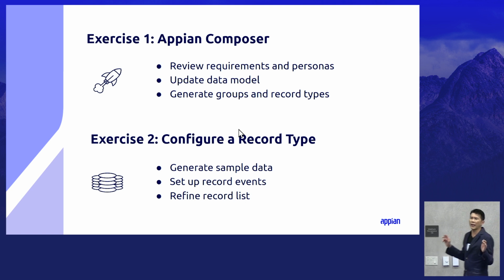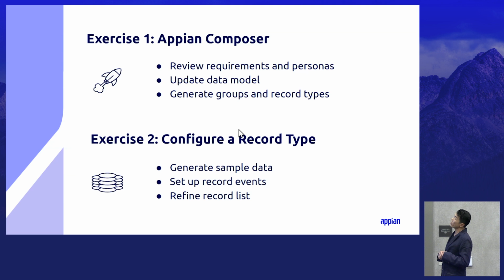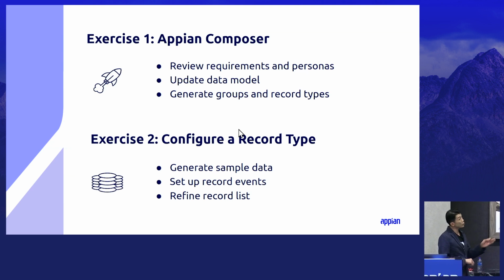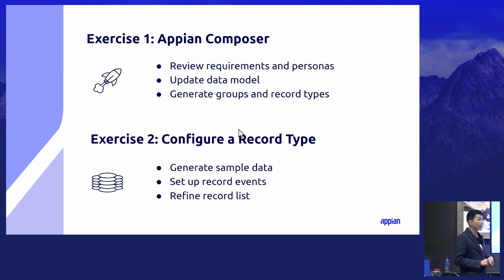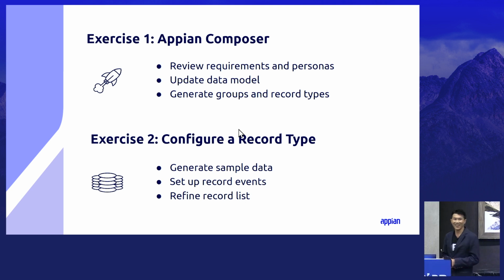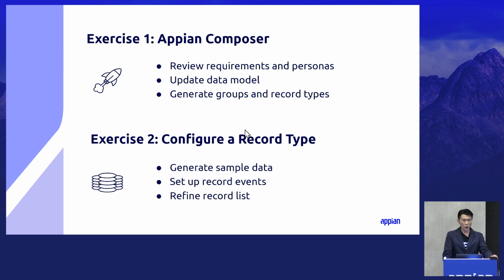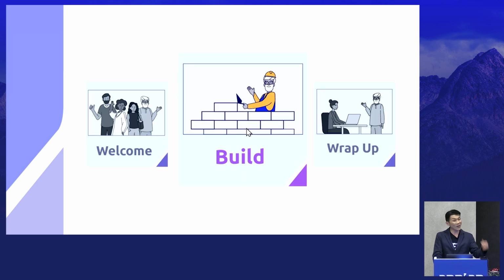After we generate a plan, we have a certain plan already created for you. We're going to continue editing this plan in exercise 1. We're going to look at Appian Composer, review the requirements and the persona, update the data model, and generate the groups and record type. Then for exercise 2, we're going to configure the record type, generate some sample data, set up the record event, and also refine the record list. A lot of exciting stuff. Cool, let's get building, everyone.